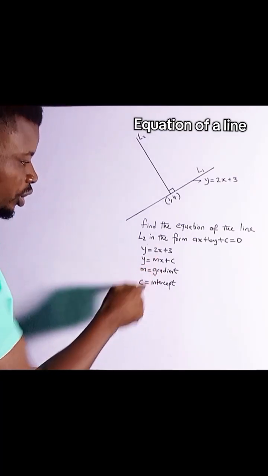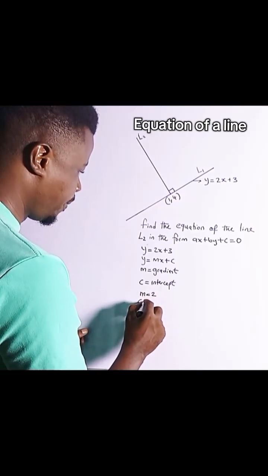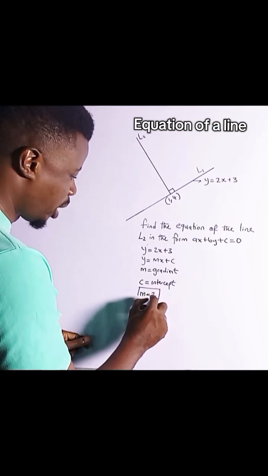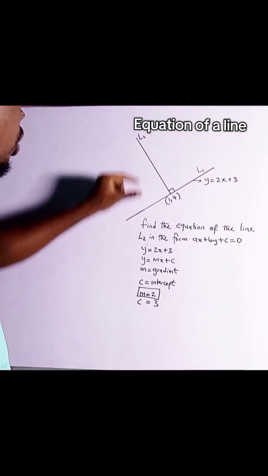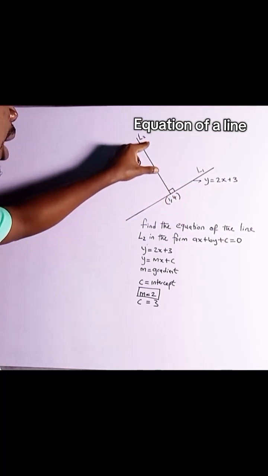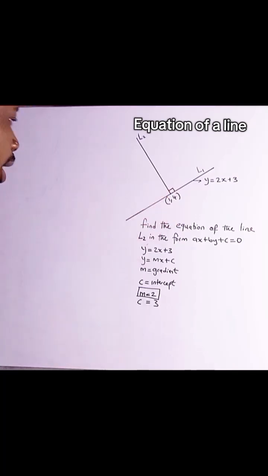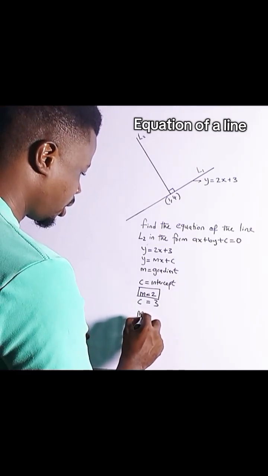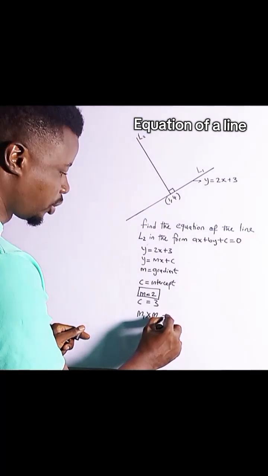So if you compare these two equations, what will you notice? You will notice that your m is equal to 2 and your c is equal to 3. Now, let's focus on our gradient, m equals 2. There's a relationship that connects the gradients of two lines which are perpendicular. You can see L2 is perpendicular to L1. The angle between them is 90 degrees. That relationship says if two gradients, let's call them m1 and m2, multiply each other, and the lines are perpendicular, the result will be -1.